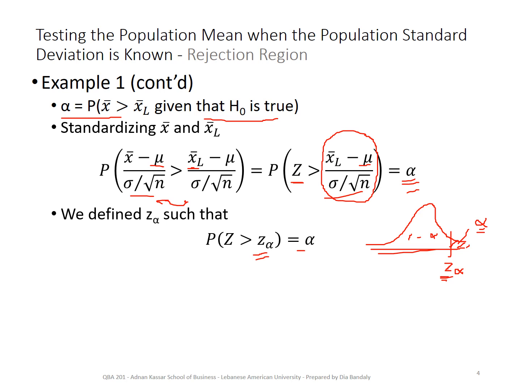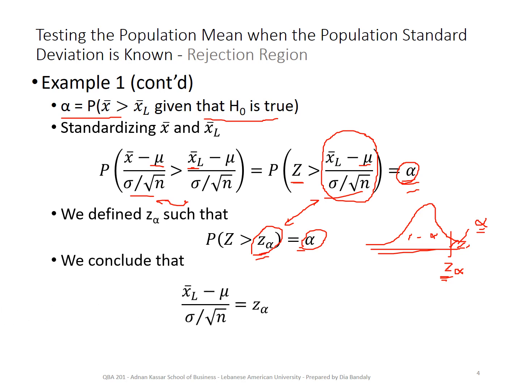So I have here a Z, and I have there in the upper part a value that contains x bar L that's unknown yet for us. Here I have alpha, and here I have alpha. So what does it mean? That means these two values that I circled are equal. So x bar L is unknown. Mu is known because this is assumed to be true. This is known, this is known, this is known. So now we can solve for x bar L.